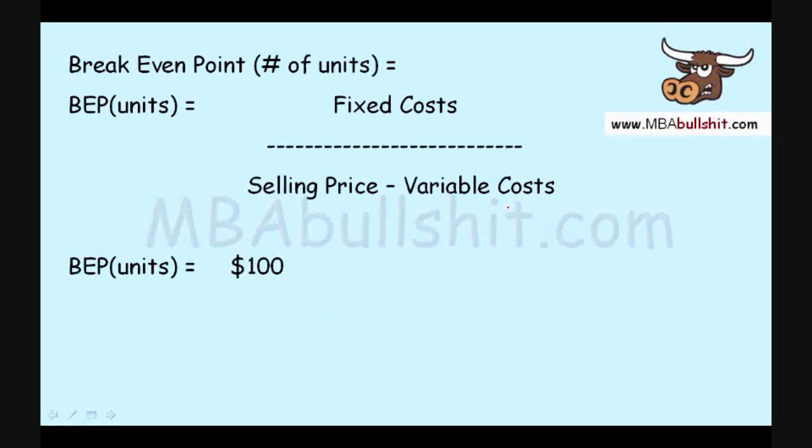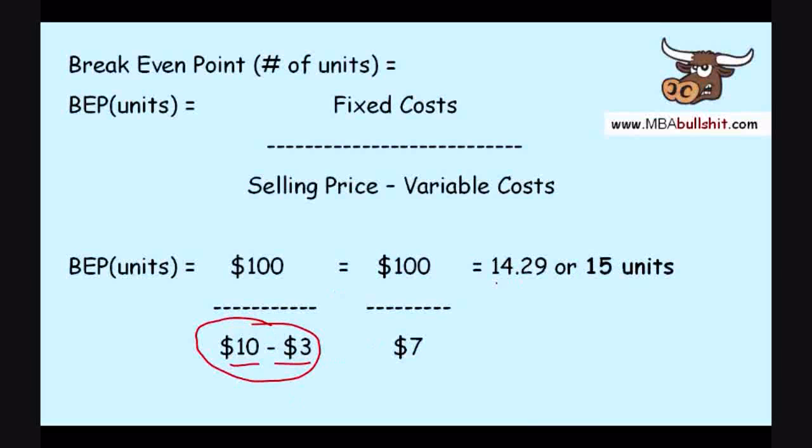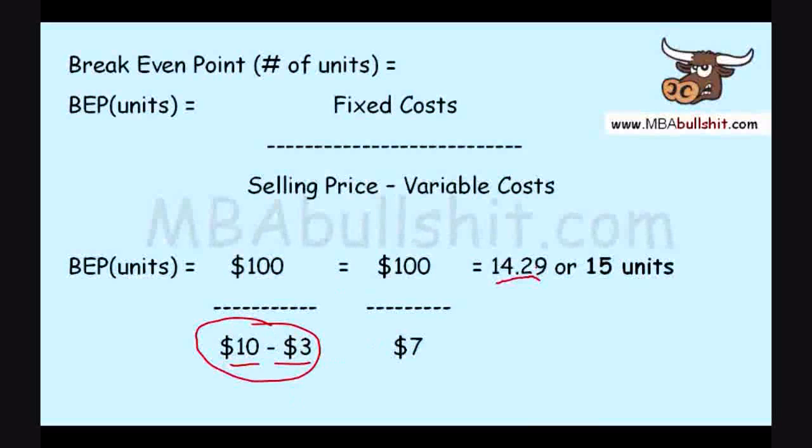As you remember, the fixed cost is $100 a month, and you divide that by your selling price of $10, minus the $3 in variable costs. So $100 divided by $7, because this now is $7, and you'll come up with a number of 14.29. So you need to sell 14.29 units or 14.29 watches in order to break even, so that you do not lose any money.